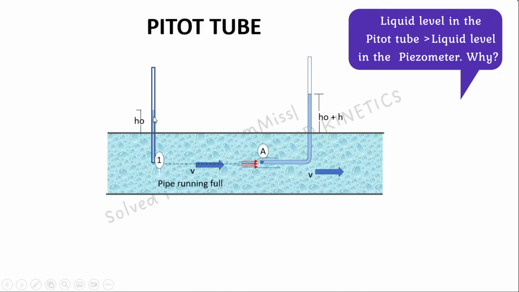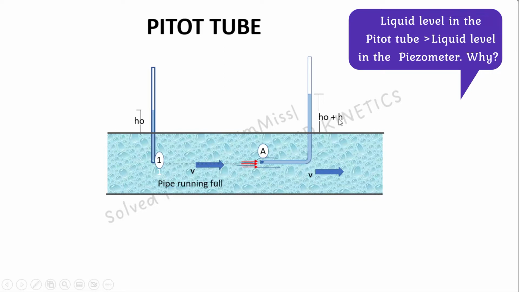The piezometer represents the static pressure head H0, whereas the water level in the Pitot tube is indicated by H0 plus H. So H is the difference of water level between this Pitot tube and the piezometer. Within this pipe, the fluid is moving with flow velocity v. When it approaches and touches the tip of this Pitot tube, the velocity of the fluid particle becomes equal to 0. The point at which the flow velocity is equal to 0 is called the stagnation point, and the pressure corresponding to the stagnation point is called stagnation pressure. At this point, the velocity head is converted into pressure head, so that is designated by this pressure head H.